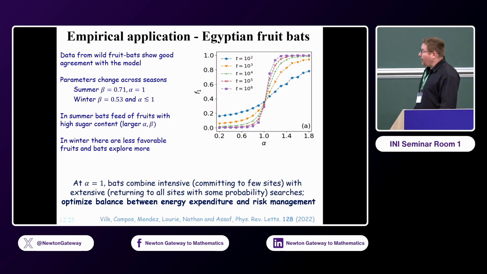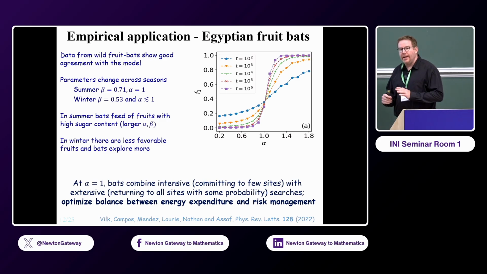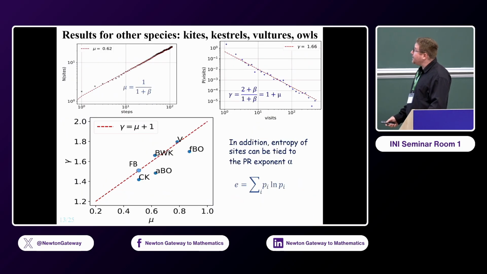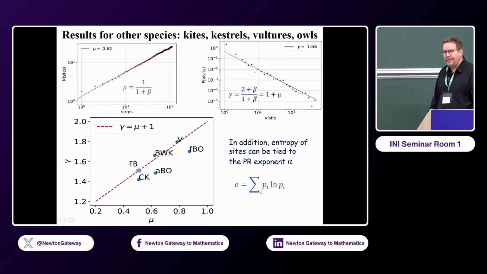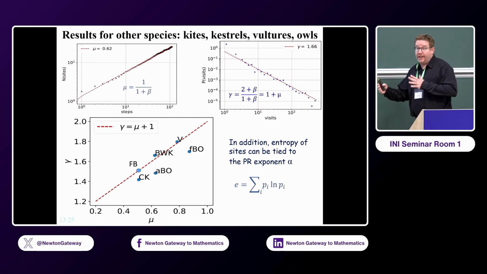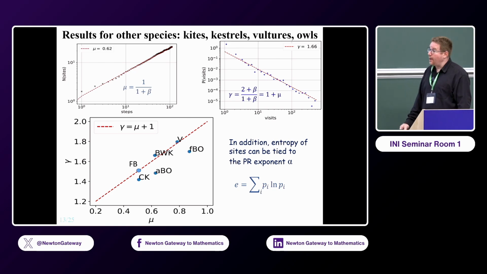But is this only exclusive for bats? Is this behavior of revisitation with an exponent alpha close to 1 only exclusive to bats, or does it occur for other species as well? We wanted to check this, and this is ongoing work now. We wanted to check this for other species, which I will show you also in the next slides in another aspect. So we looked at kites, kestrels, vultures, owls, ravens as well. We have many, many data sets for many species. And we wanted to see whether this model is adequate for these species as well.